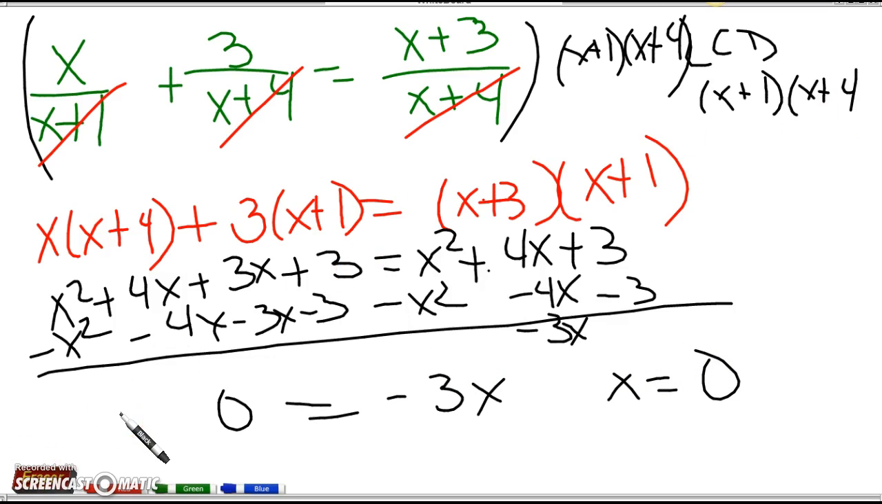Alright, so 0 can be a solution. It's not one of the values that's going to make my rational equation invalid or not true. So this is my only solution.